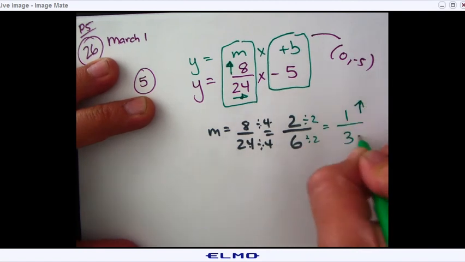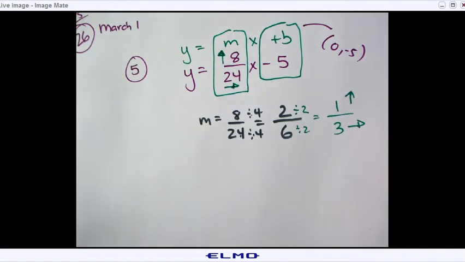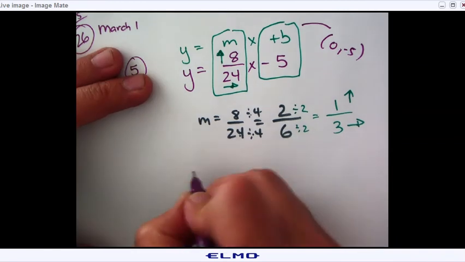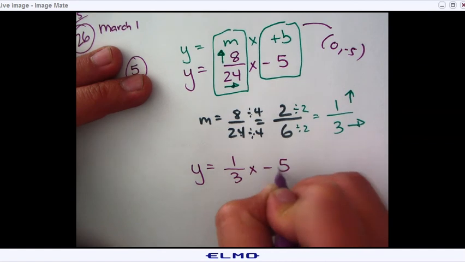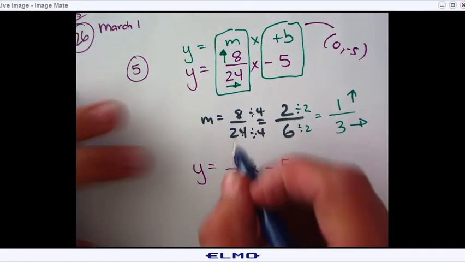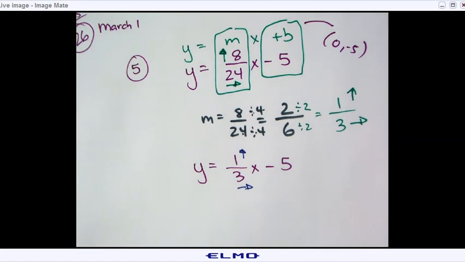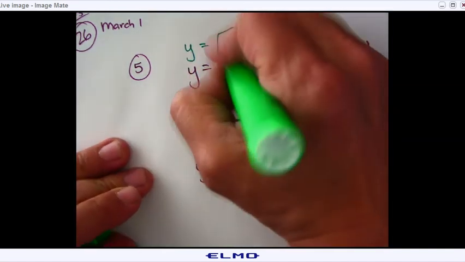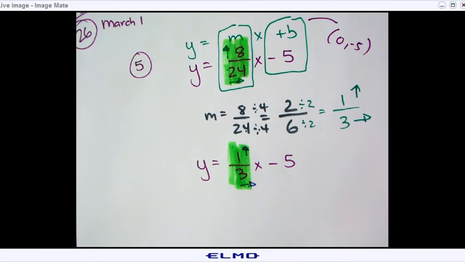So now rise over run, right? Because it's positive. So what's my new equation? Now you got to replace it. Y is equal to 1 over 3x minus 5. So there we go. Okay, rise over run. So what do you have to do? Again, here's your m, and here's your new m. That's what you're doing.